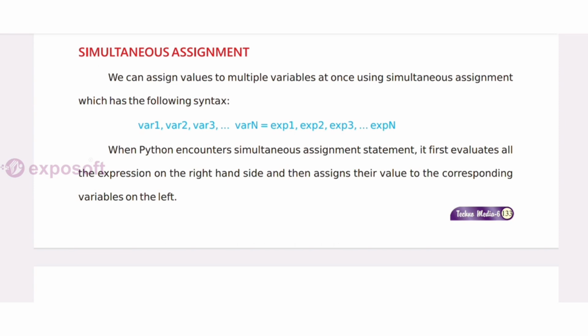var2, var3 up to var n is equal to expression1, expression2, expression3 up to expression n. When Python encounters a simultaneous assignment statement, it first evaluates all the expressions on the right hand side and then assigns their values to the corresponding variables on the left.